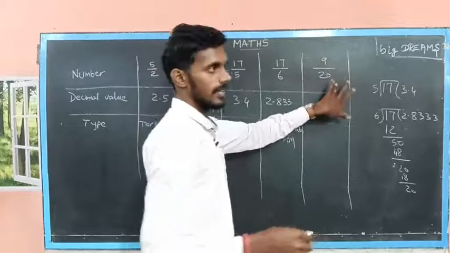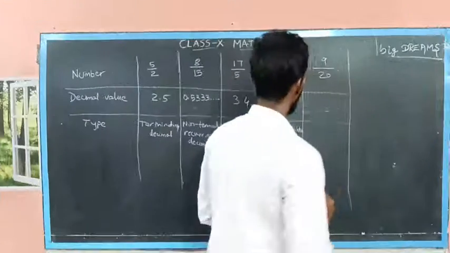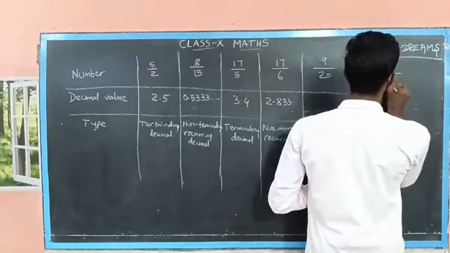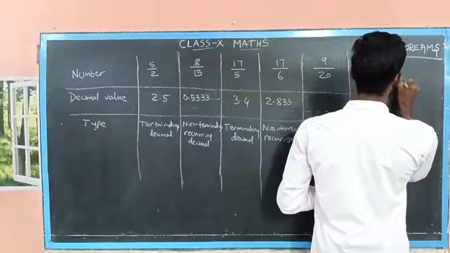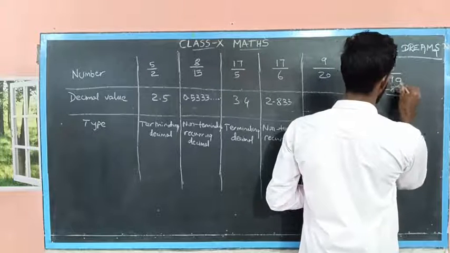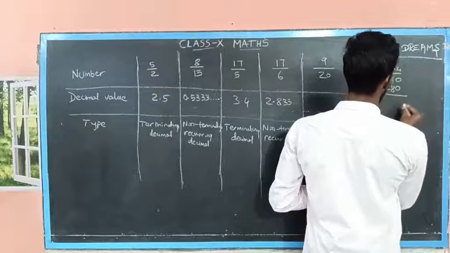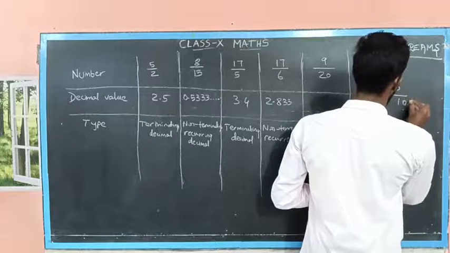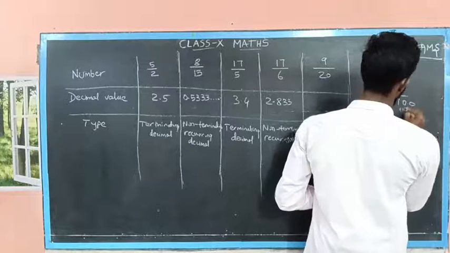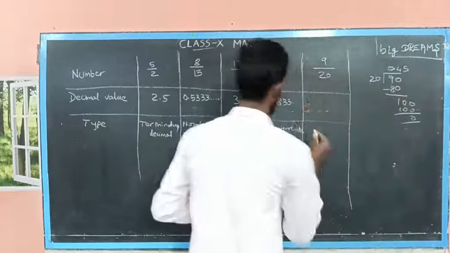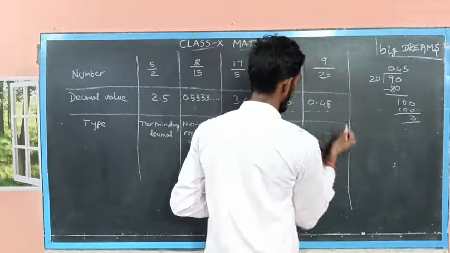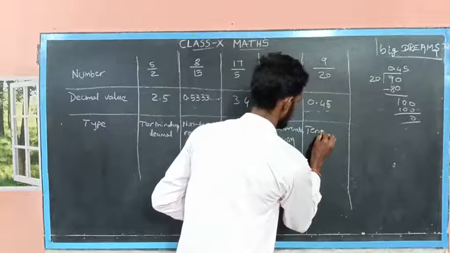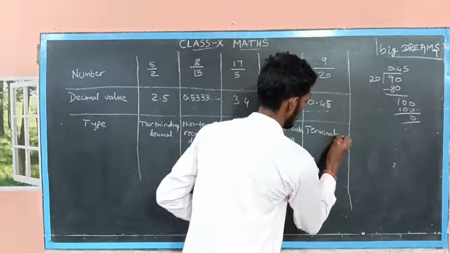Okay. Then the next example, 9 by 20. Let me divide the number 9 by 20. Here the quotient will be 0.45. So 0.45 lies in the category of terminating decimal.